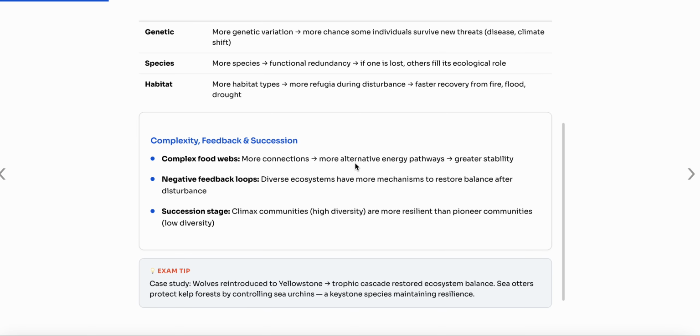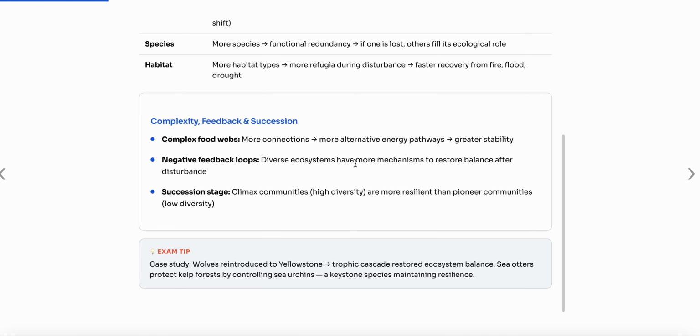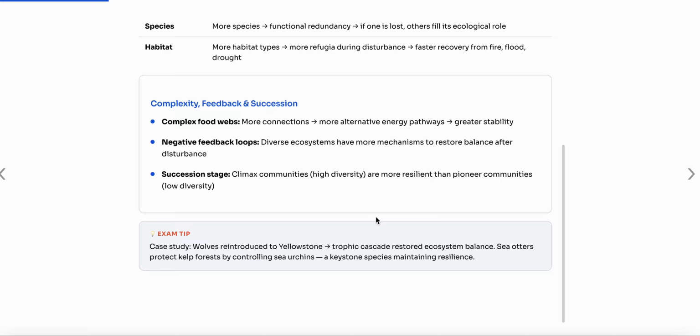So with more varieties of species, habitat, and genetics, more complex food webs can be formed, and ultimately it results in greater stability. In the previous session we have also discussed succession, how a climax community, which is considered to be highly biodiverse, is more resilient than pioneer communities, which are low in diversity.